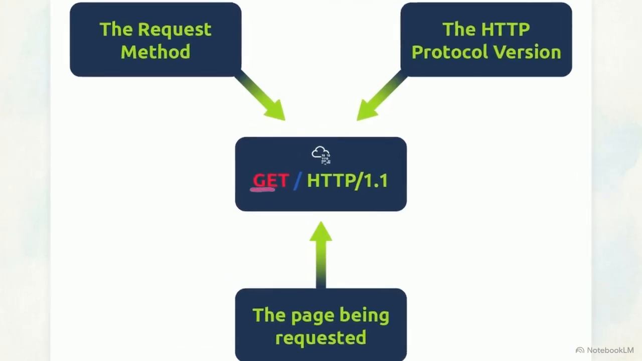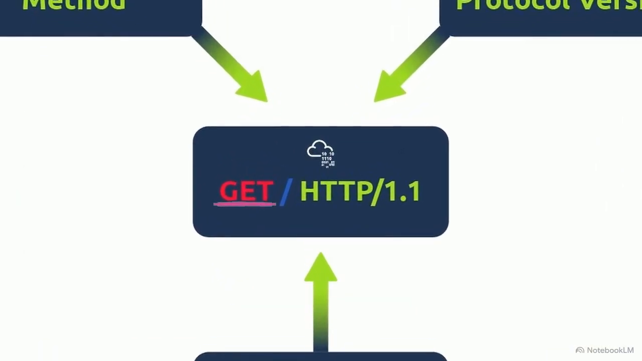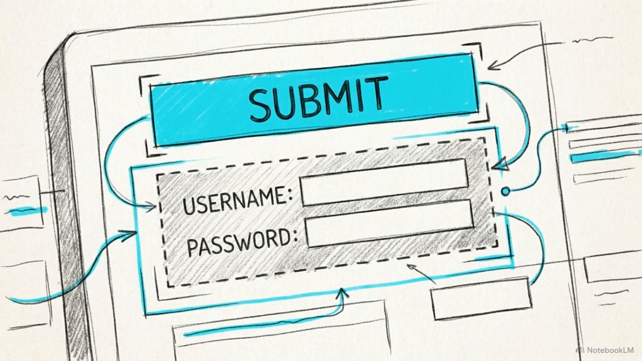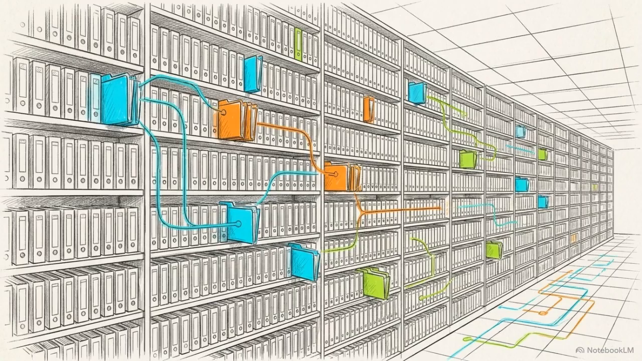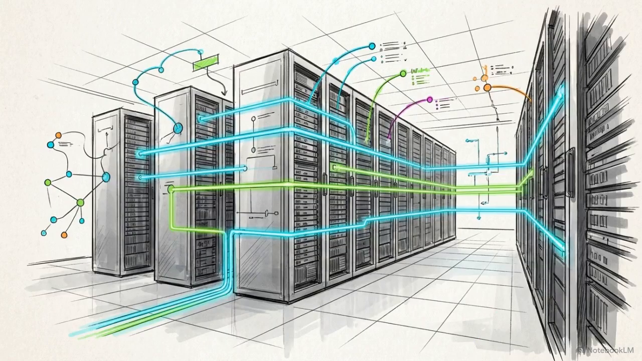The most common instruction is the GET method, highlighted here, which simply asks the server to retrieve a page. If you are submitting a password or filling out a form, you would use a POST request instead, which is like handing the waiter a filled-out piece of paper. By forcing every interaction into this strict set of rules, HTTP ensures both your computer and the server understand exactly what is being asked for, keeping billions of daily internet requests perfectly organized.